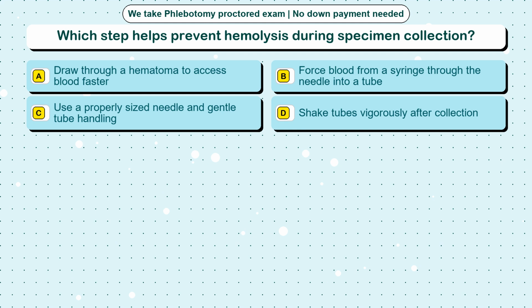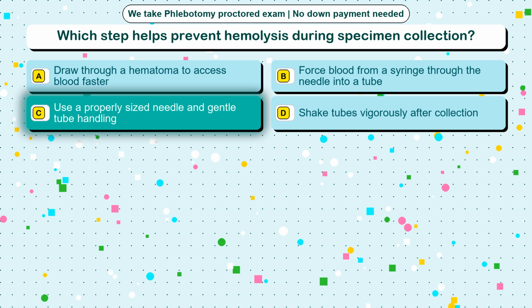Question 25. Which step helps prevent hemolysis during specimen collection? Option A, draw through a hematoma to access blood faster. Option B, force blood from a syringe through the needle into a tube. Option C, use a properly sized needle and gentle tube handling. Option D, shake tubes vigorously after collection.